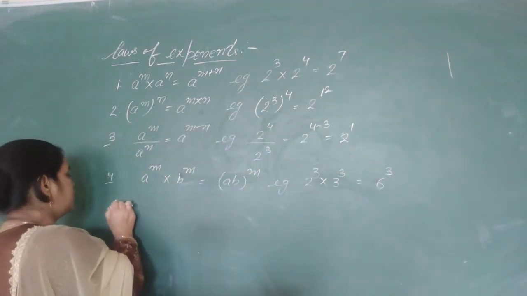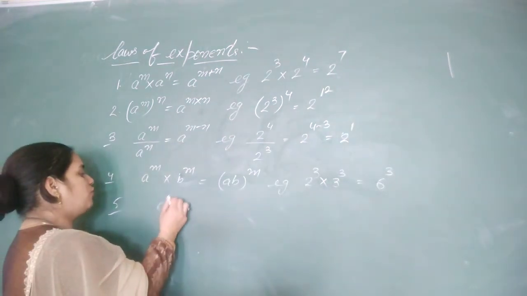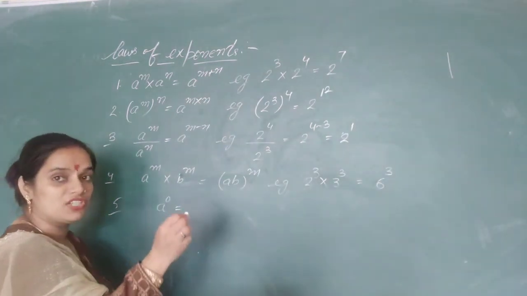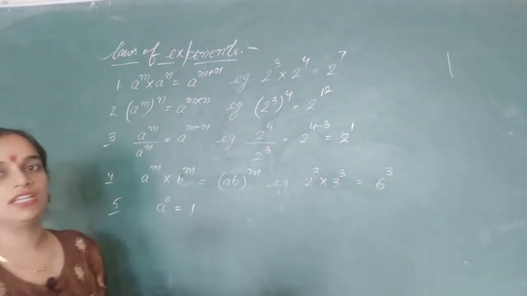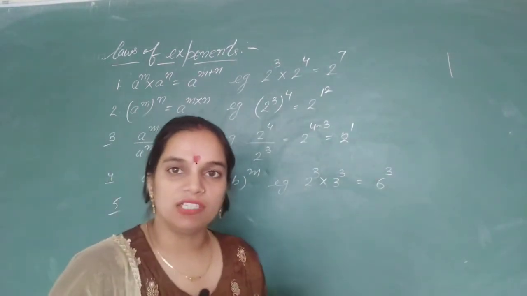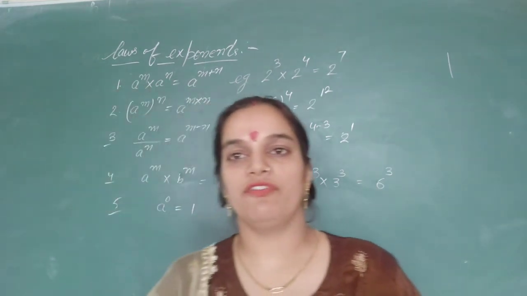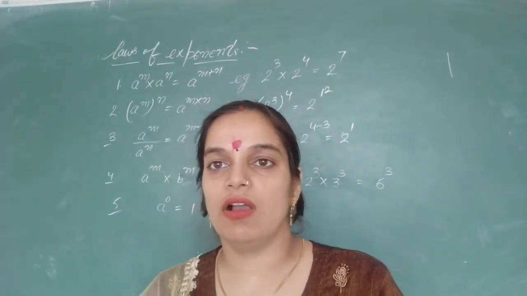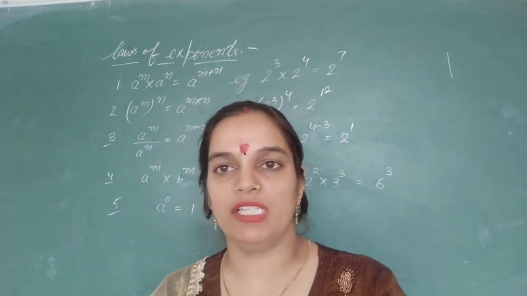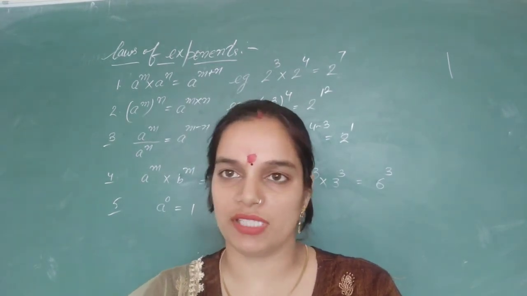And the last law is, if the power of any number is 0, the result will be 1. These are the 5 laws of exponent in real numbers. On the basis of that, we will discuss exercise 1.6.